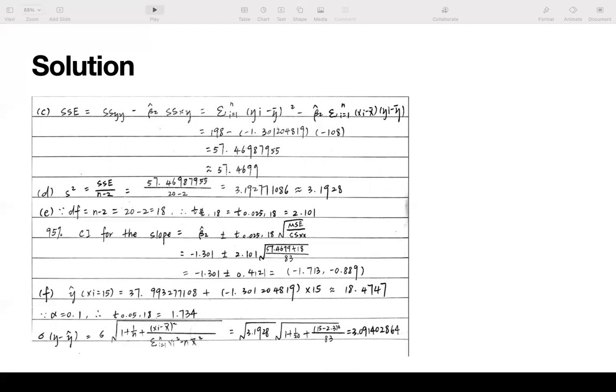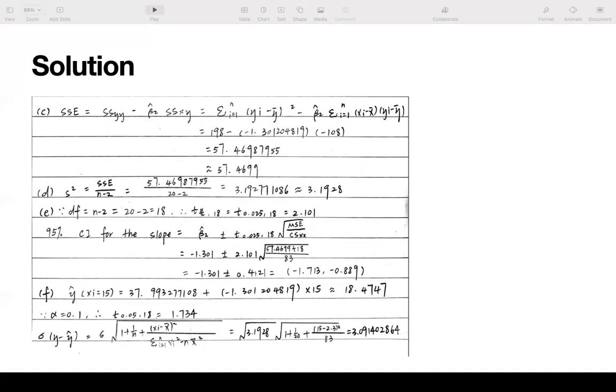For part D, we are asked to calculate the sample variance of the error term, which is S squared. We can directly use the formula, which is SSE divided by n minus 2. We use the value for SSE calculated in part C, divided by the sample size of 20 minus 2, so we have degrees of freedom equal to 18. Thus, S squared is equal to 3.1928.